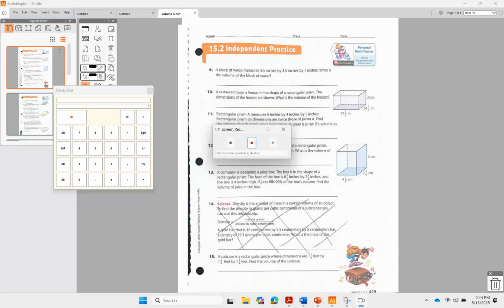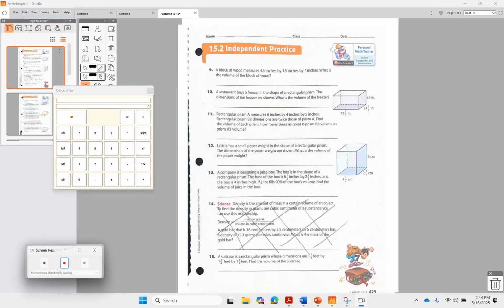To make a review video of some of the things we were dealing with volume. So I'm going to do like 2 problems on this first section, 15.2. And then the second section is a little bit more complicated. That's where I want to do the bulk of our work.